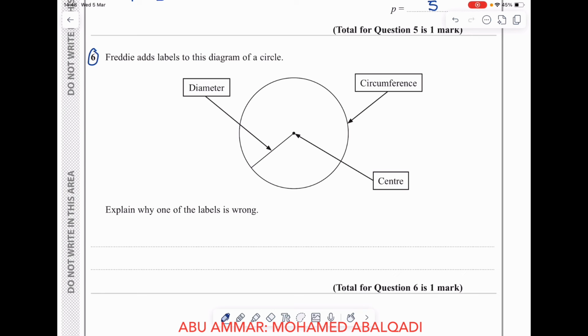In question number 6, we are told Freddy adds labels to this diagram of a circle. We are asked to explain why one of the labels is wrong. We can clearly see that the diameter label is wrong. It should read radius. We know that the diameter is a straight line that runs from one side of the circle through the center of the circle to the other side of the circle.